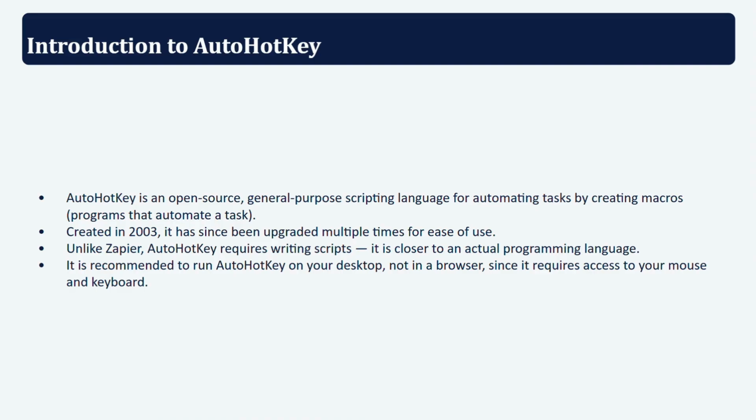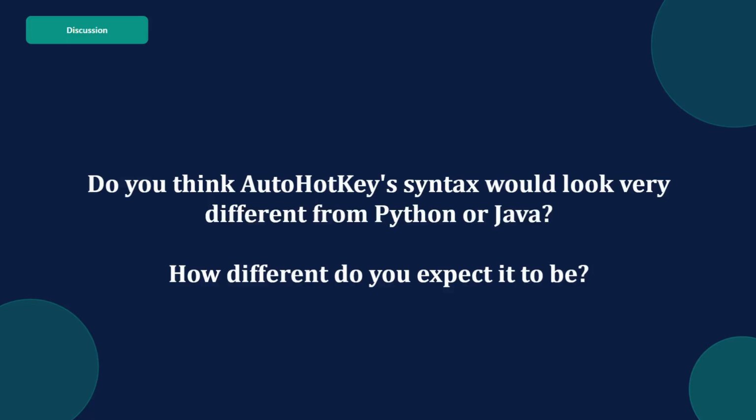So unlike Zapier, with AutoHotkey you need to write scripts. So it's like a programming language. You have to actually code here. You have to run it on your desktop because it needs access to your mouse and keyboard to run the macros. So it's more like it has higher control over your computer.